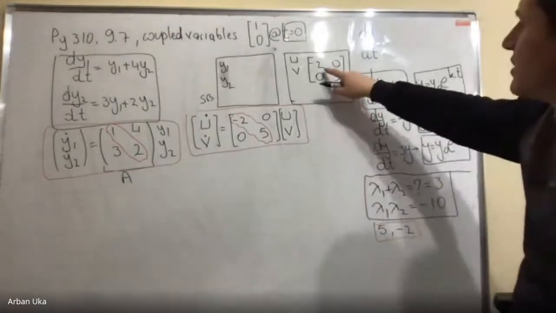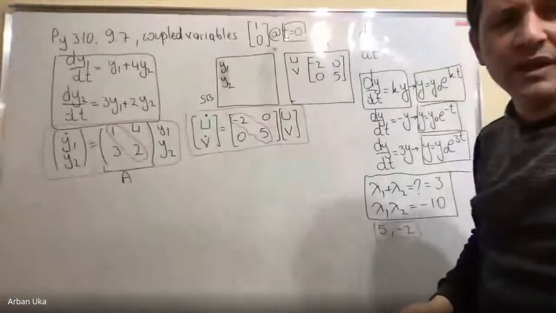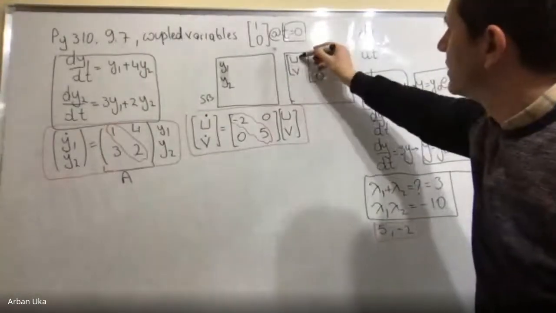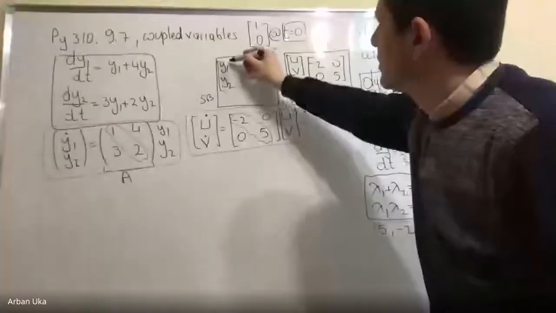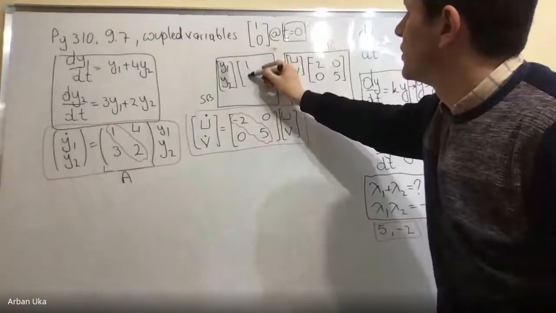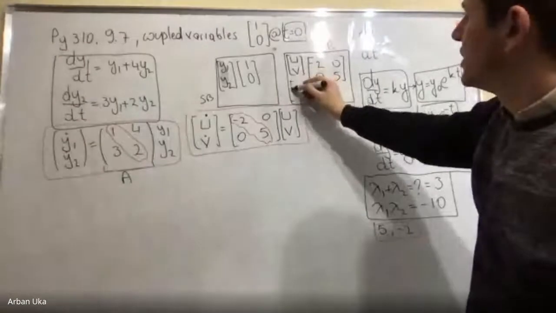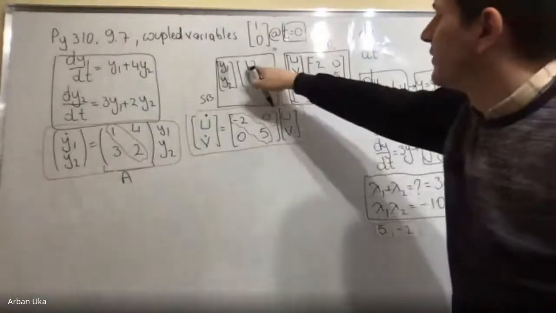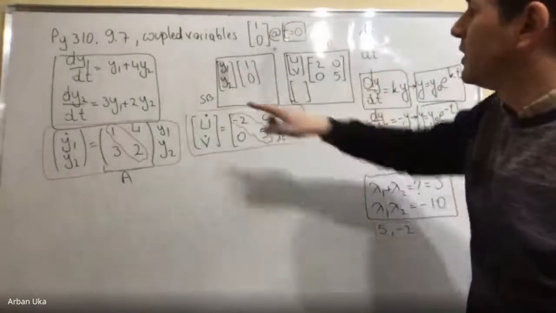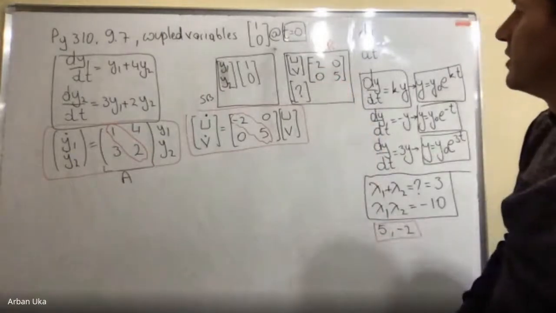If these are 5 and minus 2, that means that in the standard basis, we had y1, y2. In the better basis, we have u and v. So this is a vector now, and this is also a vector. And let's not forget that we had initial conditions, which were 1 and 0, right? And we need to know what the initial condition is in this new basis. So initially, y1 was only a value of 1, y2 was 0. We need to see what this u0 is here.